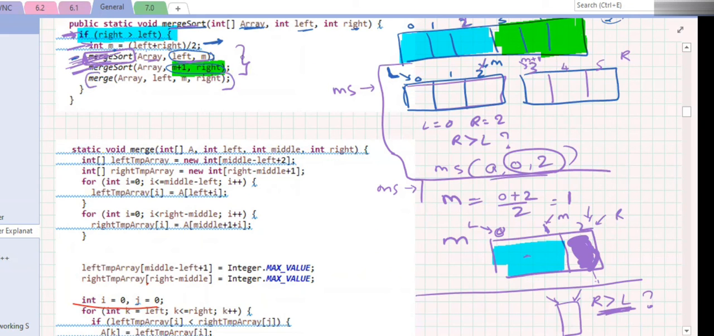Till here, when you call this recursive function, these two are only splitting, only dividing. Then there is a separate function called merge. This is not recursion. This is merge sort, and that is a different function called merge. This is the function which will actually do the comparison and sort.